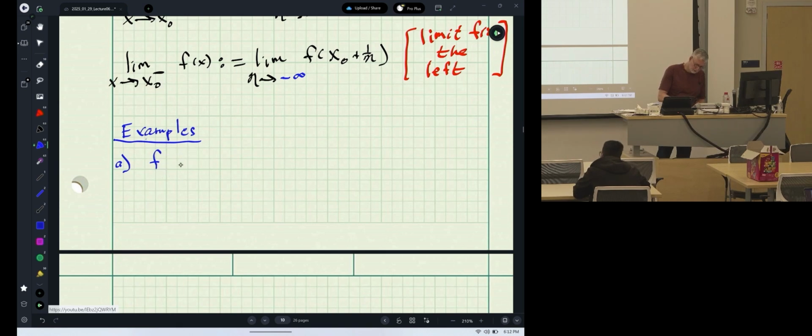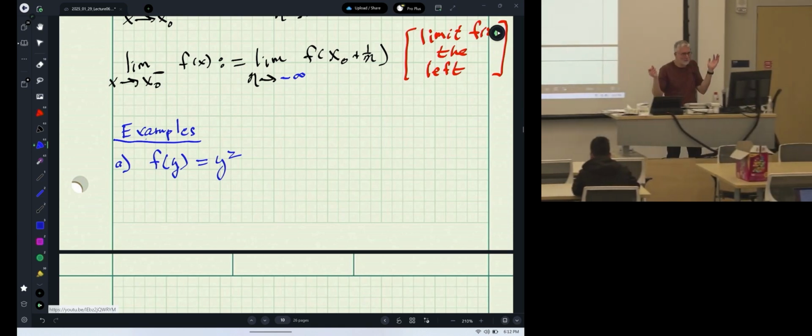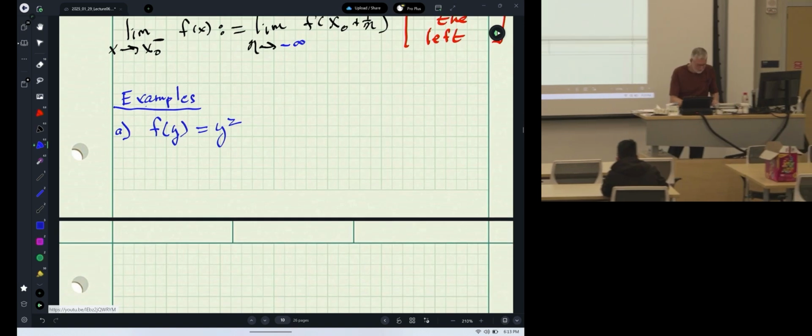Grizzle, turn your brain back on. f of y equals y squared. I wrote the y squared as the argument of the function. I mean, you can do that, but it's not what I wanted to do, okay? f of y is y squared.